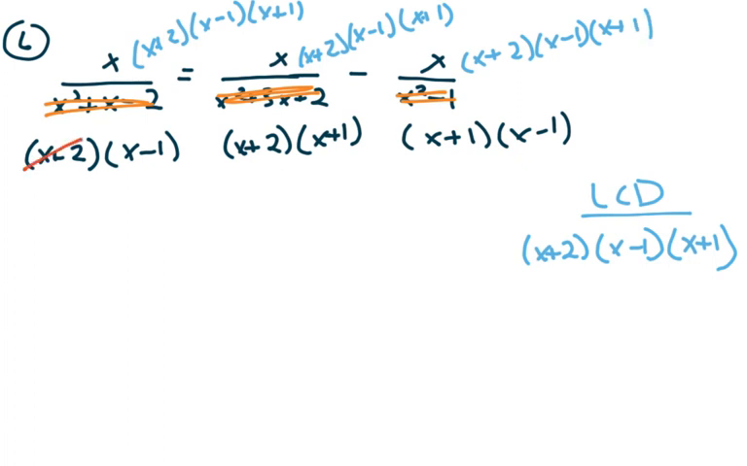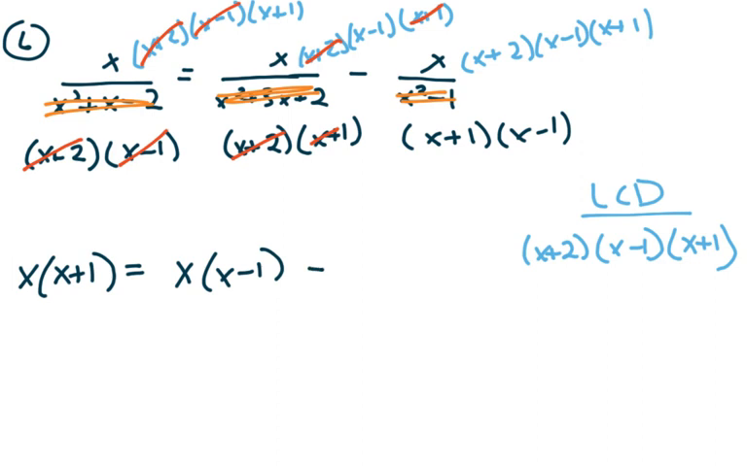On our first fraction, the x plus 2's and the x minus 1's would cancel, so I'd be left with an x times x plus 1. On my middle one, the x plus 2 and the x plus 1 would cancel, so I'd be left with an x minus 1. And on the last one, the x plus 1 and the x minus 1 will cancel, so I'll be left with an x times x plus 2.